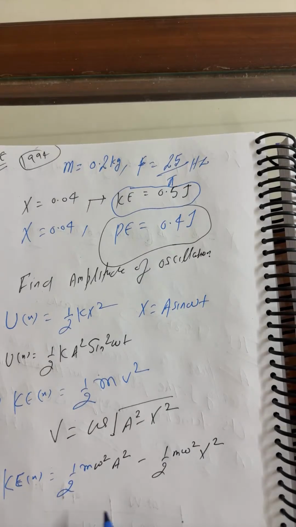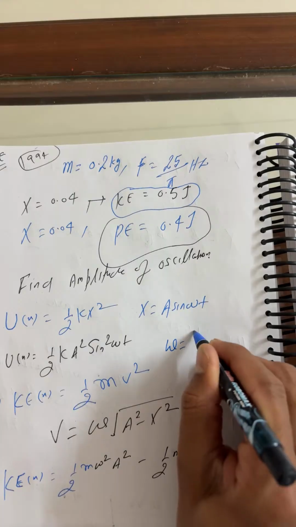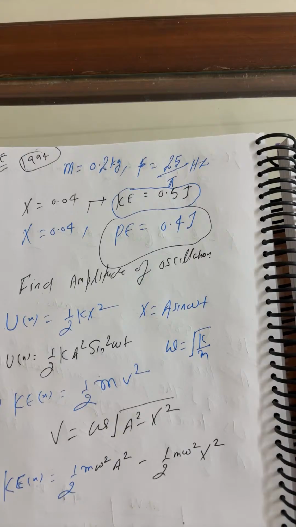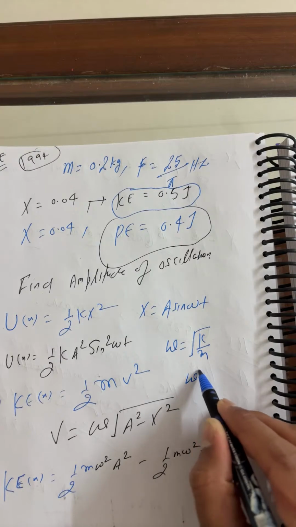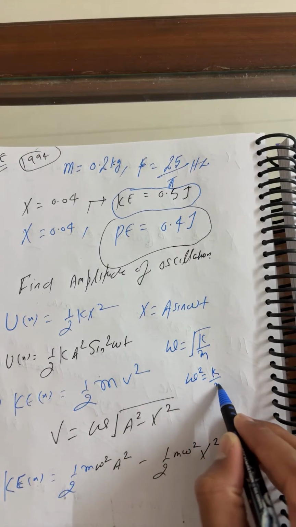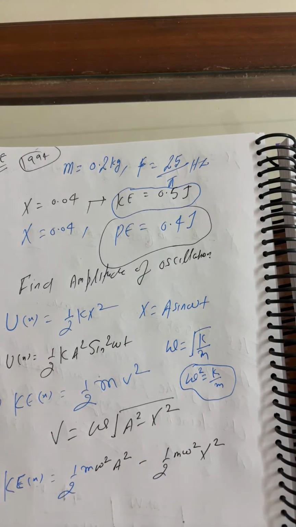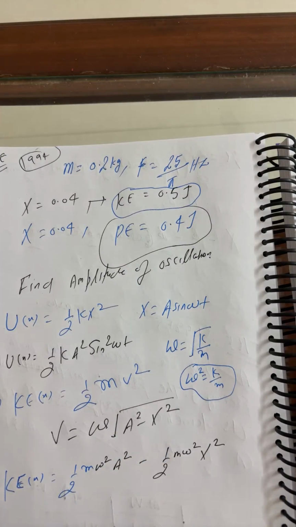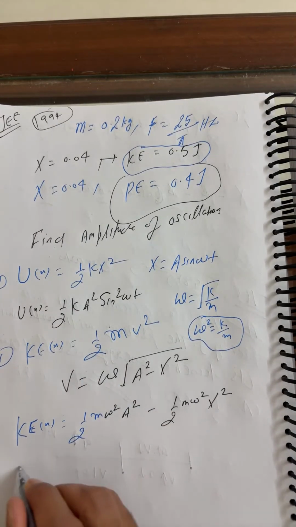So here, beta, just do one thing. If you remember, omega is root of k upon m, so omega square is equal to k upon m. So everywhere, just replace the omega square value over here. Then you can simplify further the kinetic energy as a function of x, my dear.